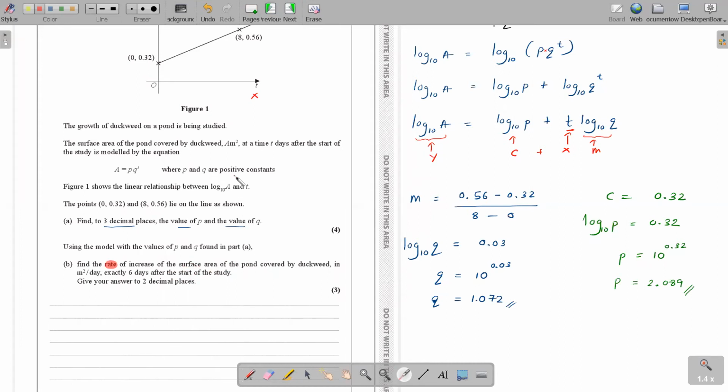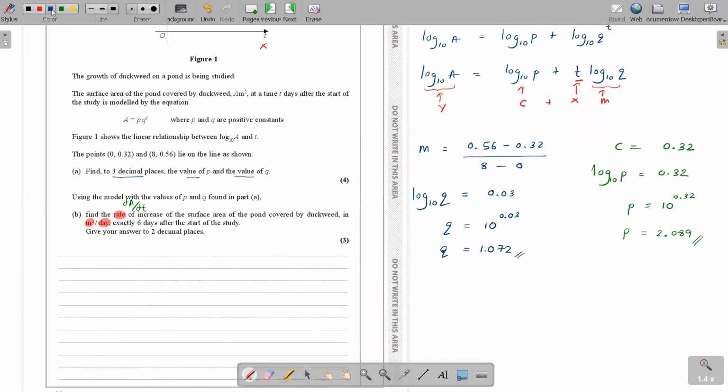That has to do with area A covered in duckweed, in meter square per day. The unit is given here: meter square is area, per day is the time, T. So this is the rate of increase. In other words, this is dA by dt. They're asking you to find dA by dt exactly 6 days after the start of the study, giving your answer to 2 dp. Right, so let's get it done.